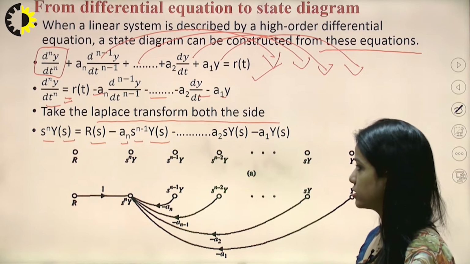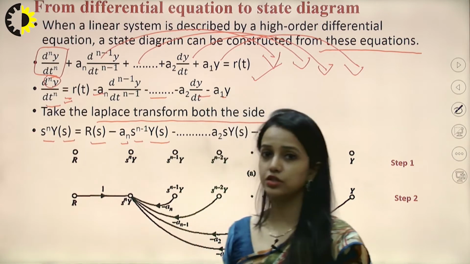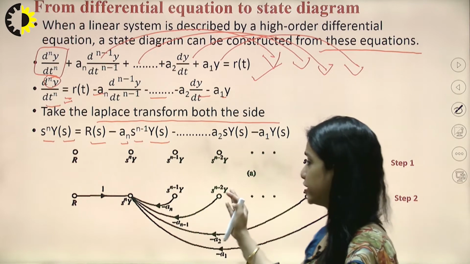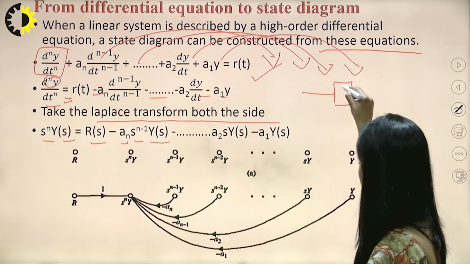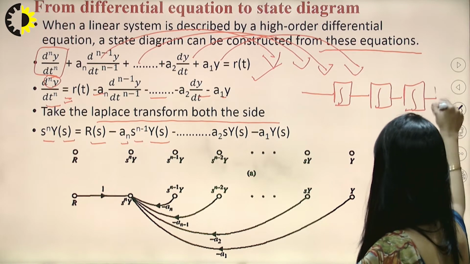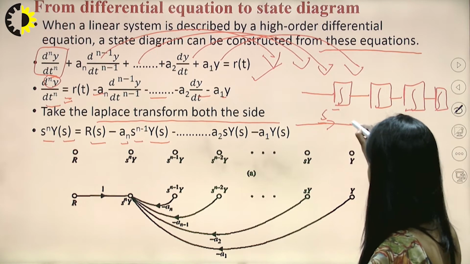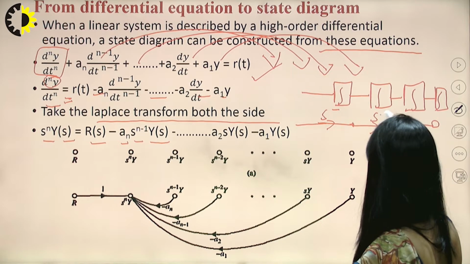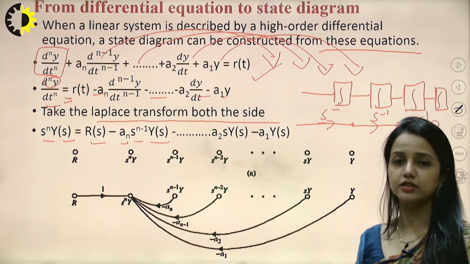Since we have an nth order differential equation, it means I would require n number of integrators. If I talk about the block diagram, I will have n number of integrators. If I talk about the signal flow graph, I will have nodes here, and then n number of integrators. So this is one and the same thing: one is the block diagram, another is the signal flow graph.